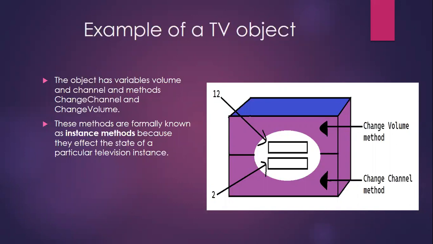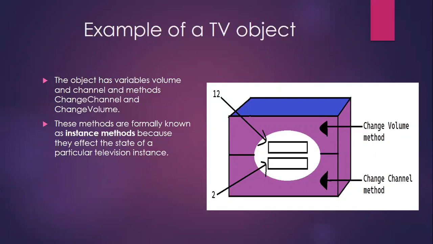Based on the basic concepts of a TV, we can define a lot of TVs having the same features and functionality. So an object has a basic state and characteristics of a TV object. Here, the methods are formally known as instance methods. In the diagram as shown, the change volume method and change channel method are the two instance methods. And the thing which you are seeing in the white box is the instance variables.